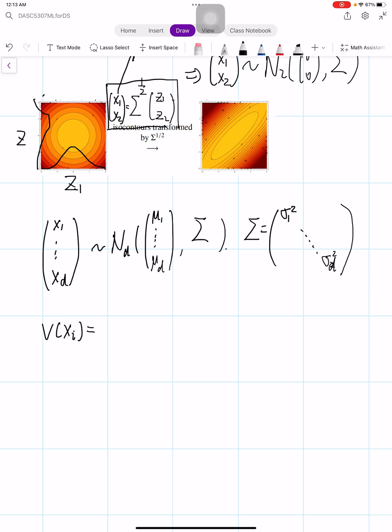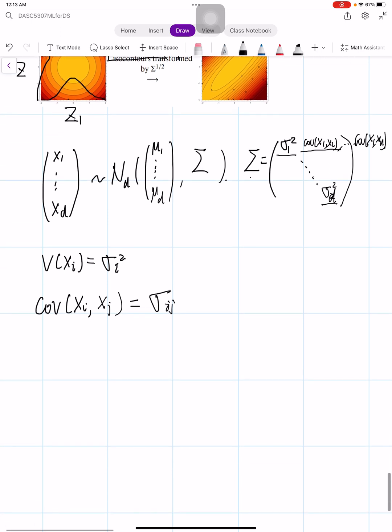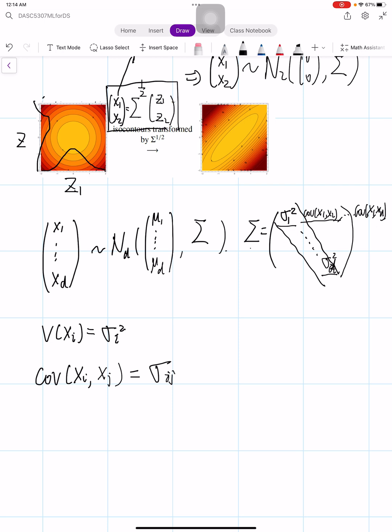And the rest of the elements are, for example, the first one will be the covariance of X1, X2, and the covariance of X1 to Xd. So the variance of each random variable will be the diagonal elements of this matrix, sigma i squared. And we can show the covariance of Xi, Xj is just equal to sigma ij. And if the off-diagonal elements are 0, we have the independent normal distribution. In the next lecture, we're going to use this general normal distribution to reconstruct our Gaussian discriminant analysis. I think that's all I want to cover today. Thank you.